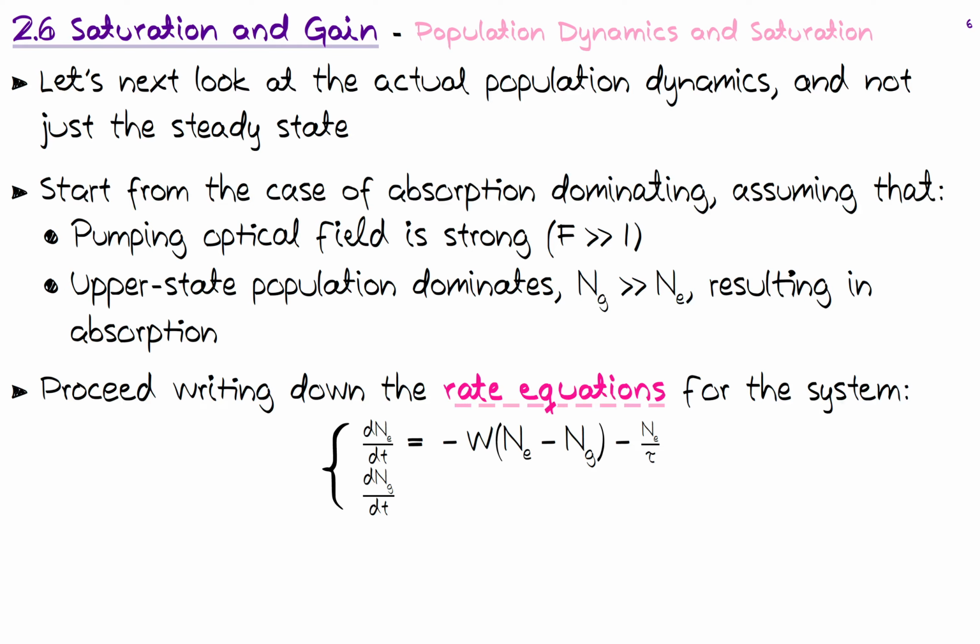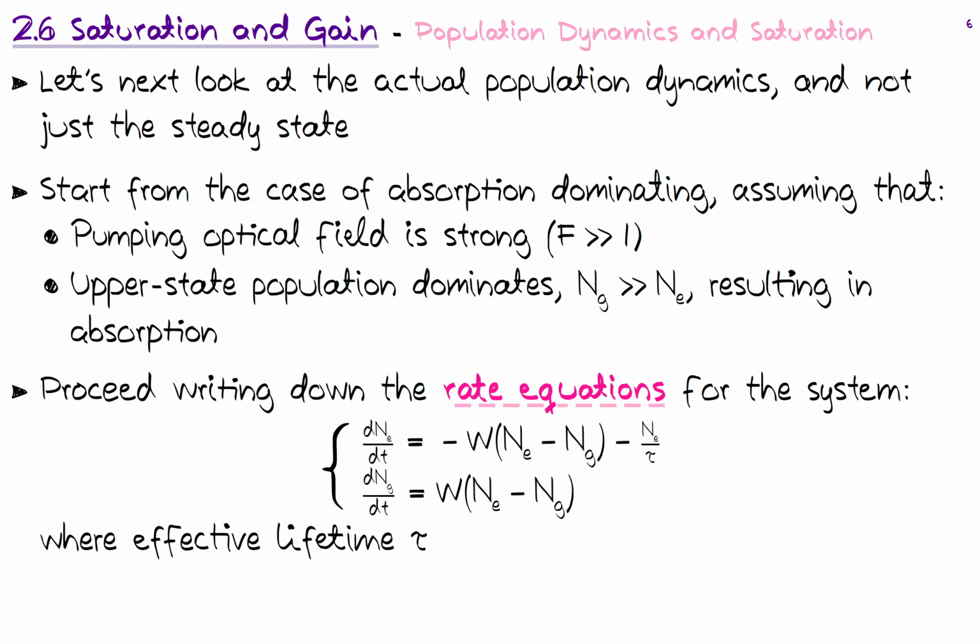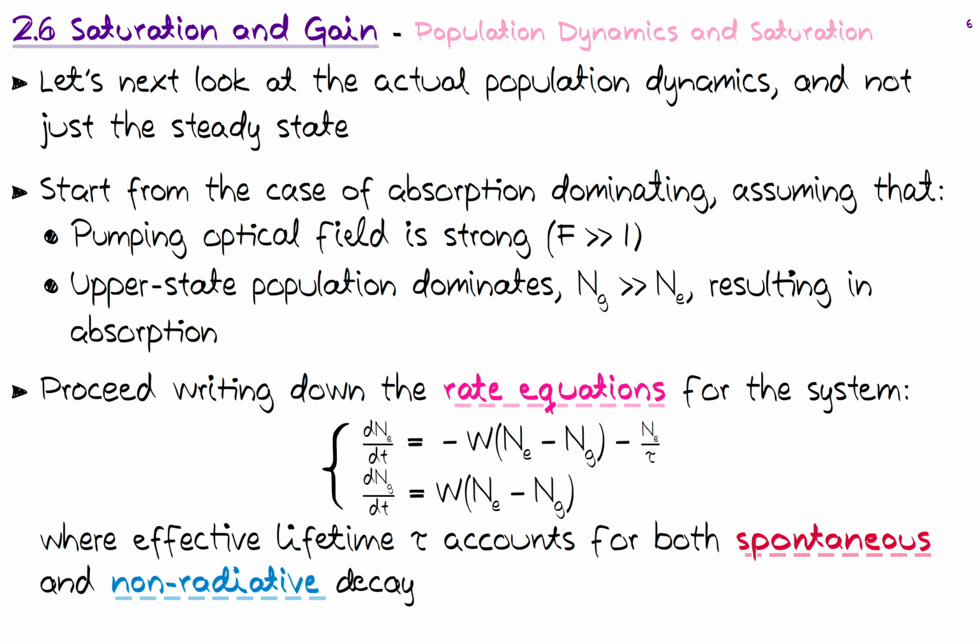Then we have a similar rate equation for the ground state population. So we have W, NE minus NG. Now we don't have the minus sign, so that's different. And unlike in the previous case of the excited state, we don't have a possibility of going anywhere lower. So we don't have any spontaneous emission processes taking place for the population of NG, the ground state. So here tau is the effective lifetime associated with the spontaneous and non-radiative decay channels of our gain medium.